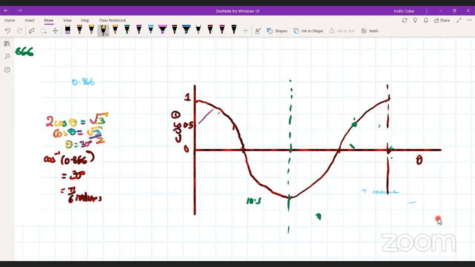But the question never asks us for angles in the first quadrant. They ask us from pi radians to 2 pi radians. That's what they're looking for in the answer. So they want the answer in this range here. You with me? Yes. Right.